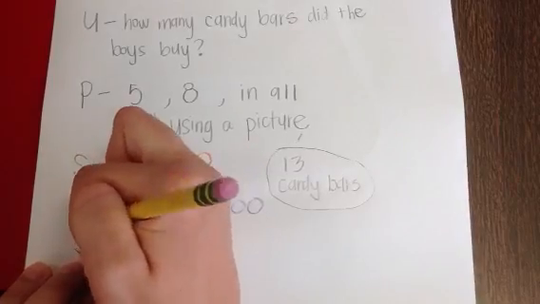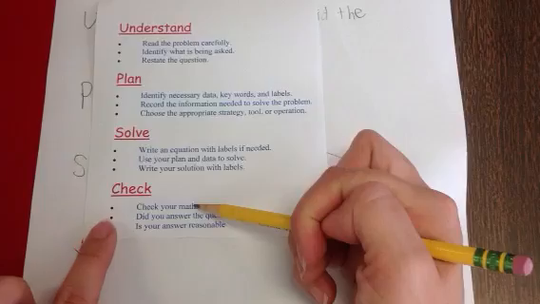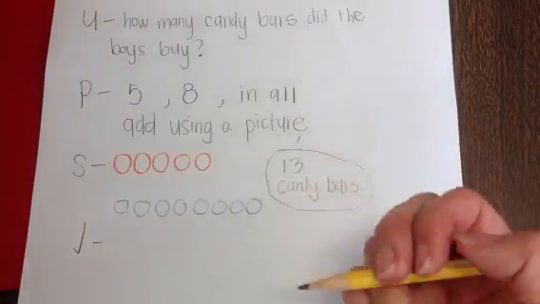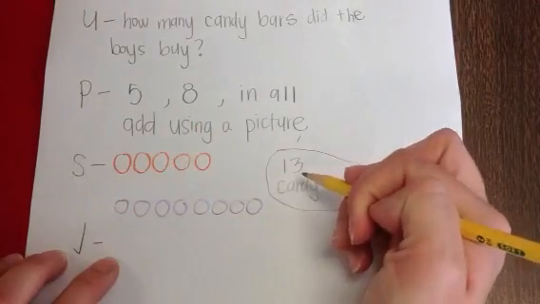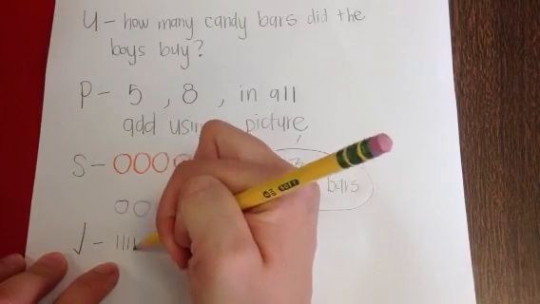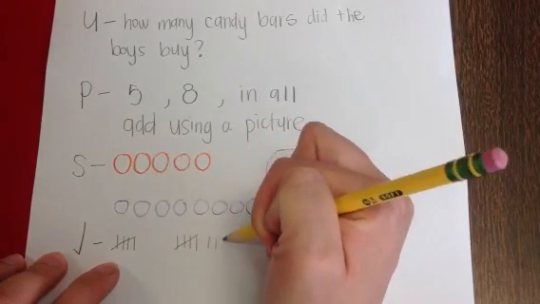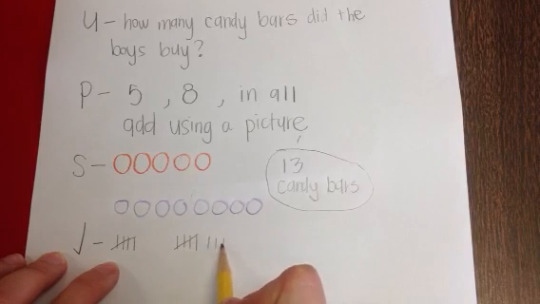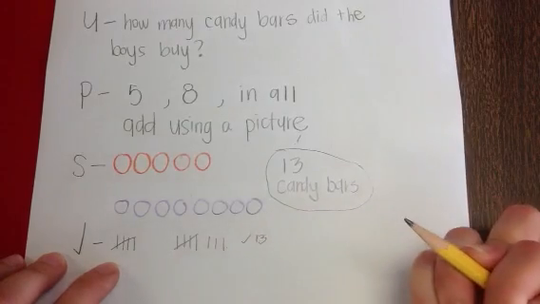Our last step is to check. Check your math. Did you answer the question, and is your answer reasonable? Well, when I did 5 plus 8, I got 13. I'm going to try it one more time in a different way. 1, 2, 3, 4, 5. 1, 2, 3, 4, 5, 6, 7, 8. Well, I know that 5 and 5 make 10, and 3 more makes 13. So check. I got 13.